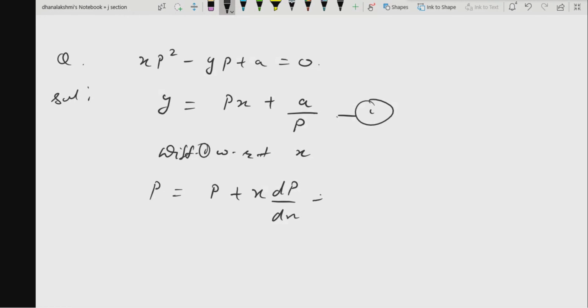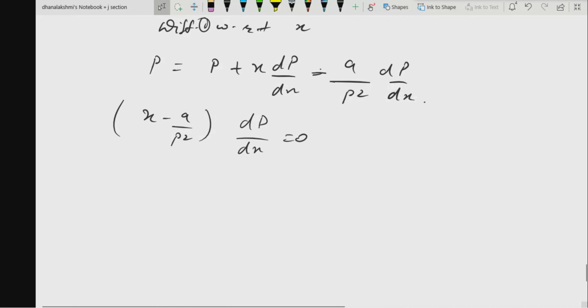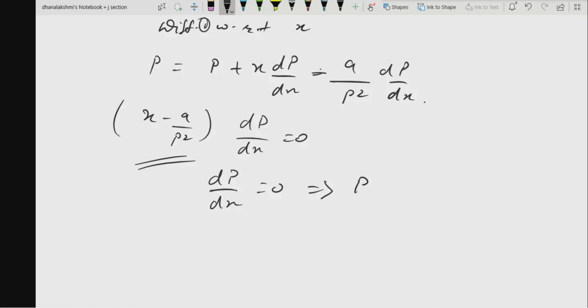For this one, for 1 by p it will be minus 1 by p square into dp by dx. Okay, so p and p will be cancelled, and finally you will get x minus a by p square into dp by dx is equal to 0. Now, as you cannot choose the first factor because it will give you only the singular solution, we will choose dp by dx is equal to 0. On solving this, you will get p is equal to c. This you will substitute in 1.